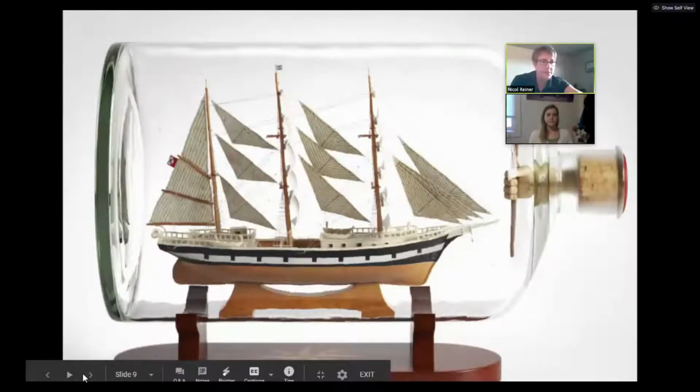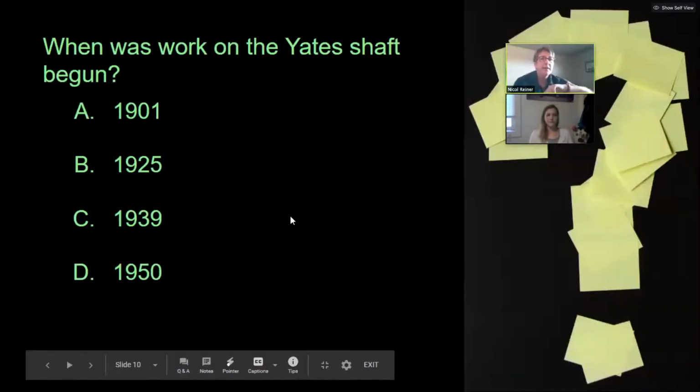So I have another question that doesn't necessarily relate to the math of the hoist and the shaft. But when was work on the Yates shaft started? When did that begin? Oh, that's a good question. So let me share that question so people can see it on the screen.